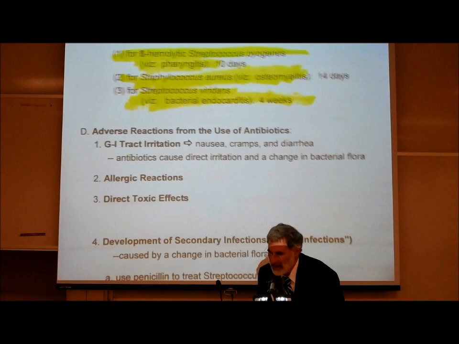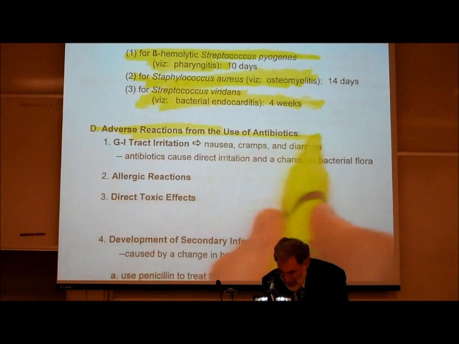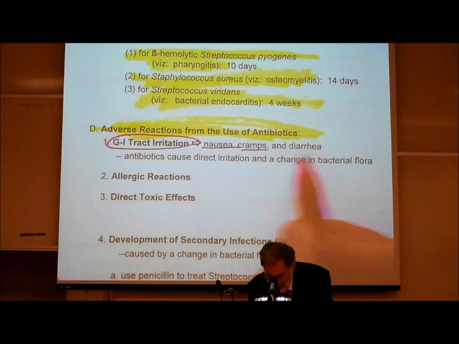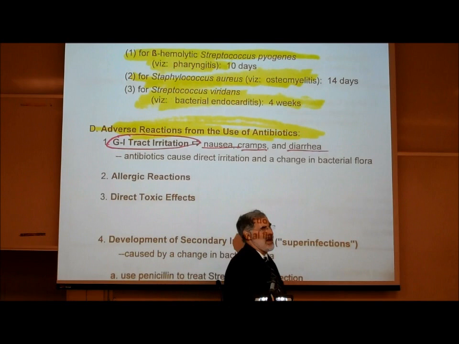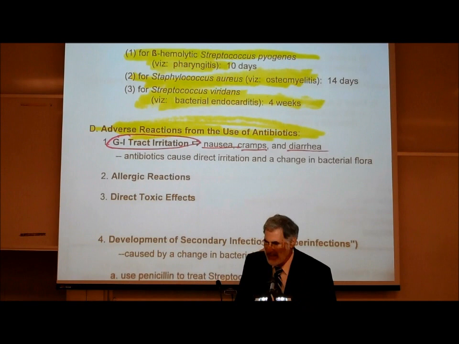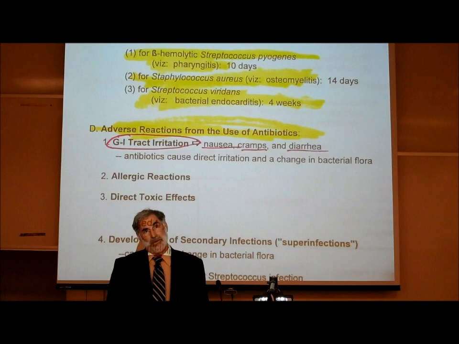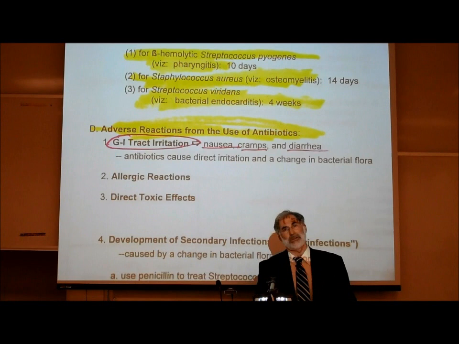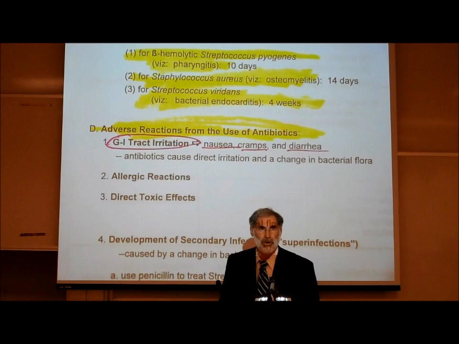All right, as far as the adverse reactions, what are the major side effects or adverse reactions associated with antibiotics? The most common that most people experience is GI problems, including nausea, cramps, and diarrhea. It is very common for people to take an antibiotic and feel very nauseous and get cramps, and it's not surprising why. Antibiotics are killing bad bacteria, and they're killing good bacteria that are in your intestinal tract. So they are altering your natural bacterial flora of your digestive tract. And no wonder that might upset your whole GI system.